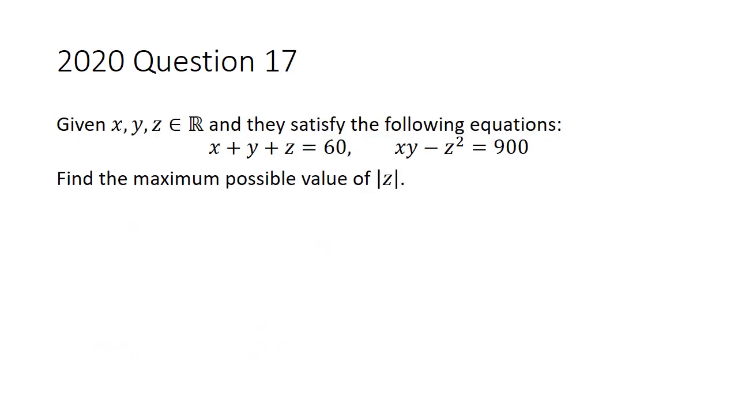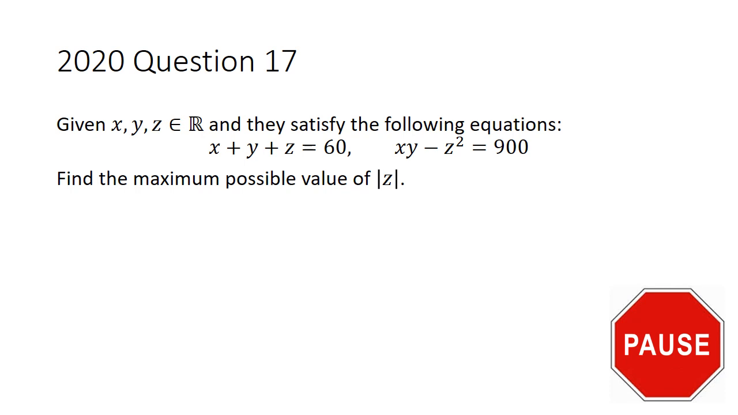Question 17. Given that x, y, z are real numbers and they satisfy the following equations, equation 1: x plus y plus z equals 60, and equation 2: xy minus z squared equals 900, find the maximum possible value of the modulus of z. Pause the video here and give this question a good try.